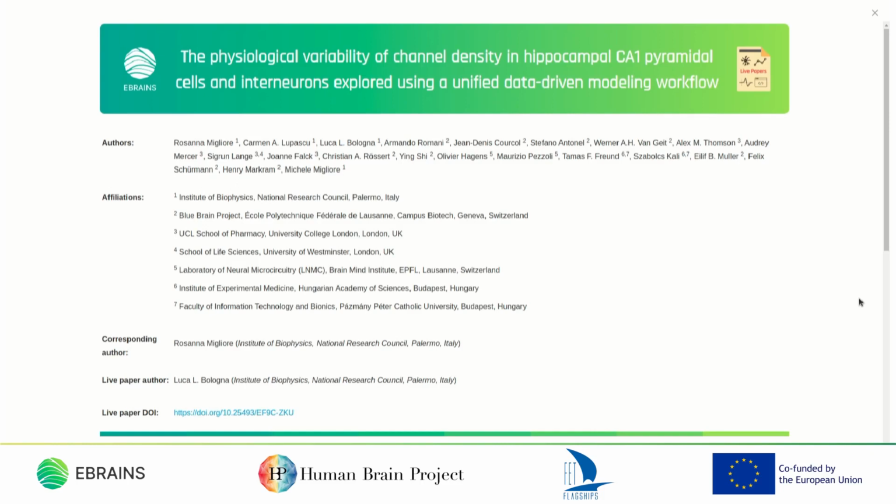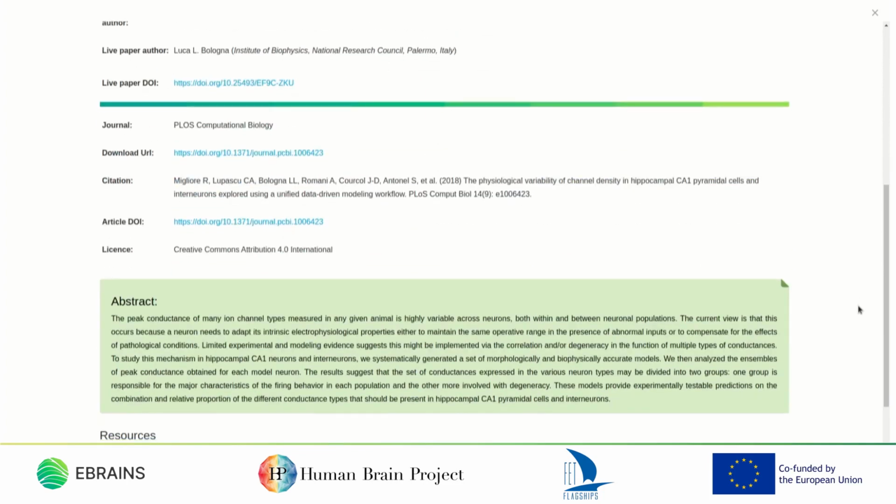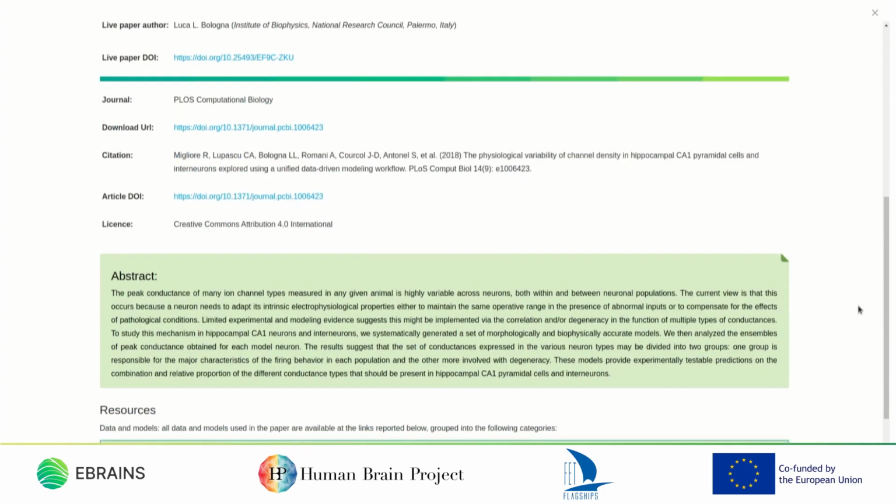The top part of the page presents basic info such as the authors, their affiliations, the person creating the live paper, and every live paper that's published receives a DOI, which is indicated here. Further down, you see more info about the corresponding journal publication and its abstract.